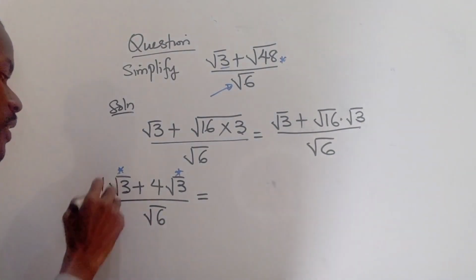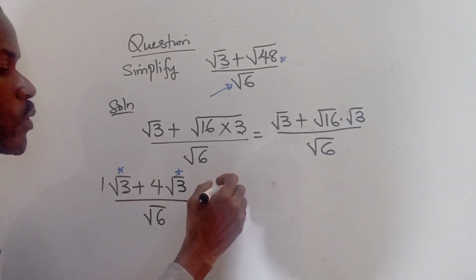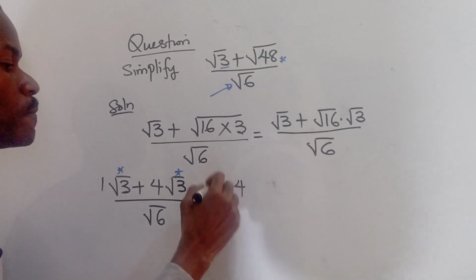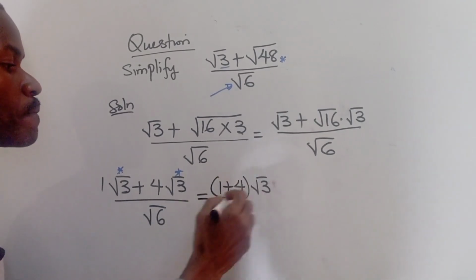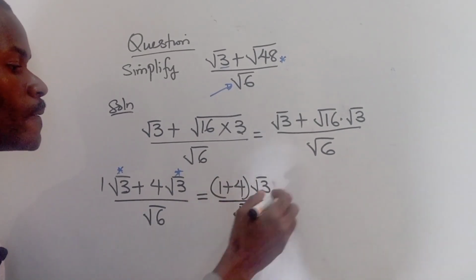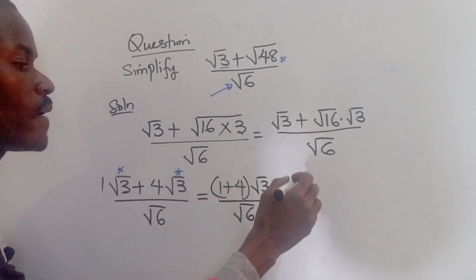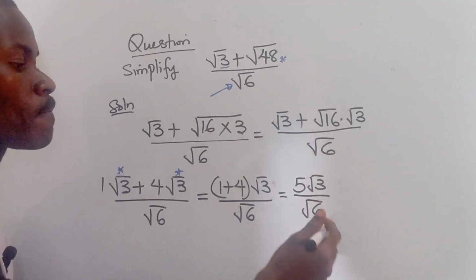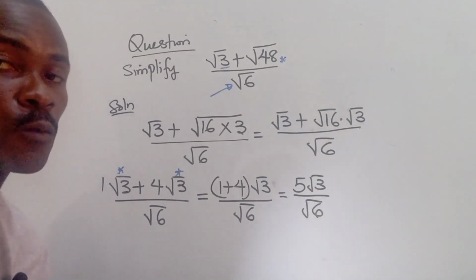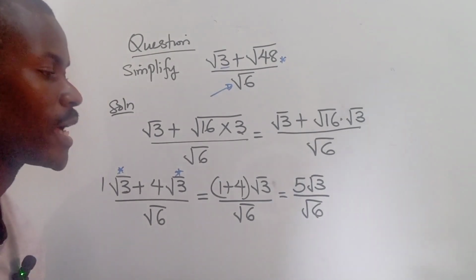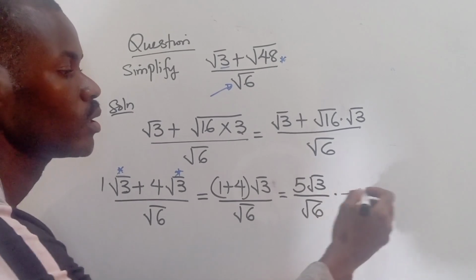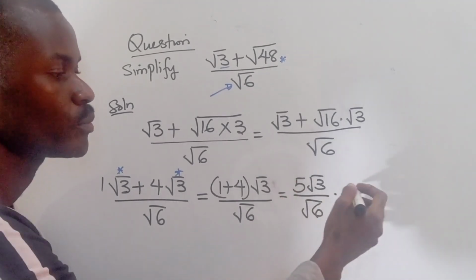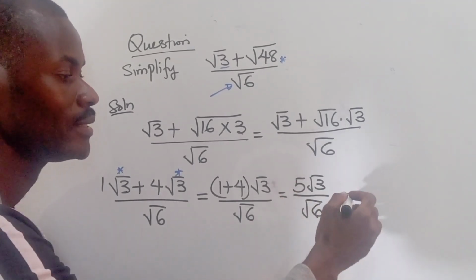Now we have 1 here. So 1 plus 4, root 3 divided by root 6. So 1 plus 4 is 5 root 3 divided by root 6. So at this point, we can now rationalize. And when you have something like this, all you want to do is multiply both the numerator and denominator by this.